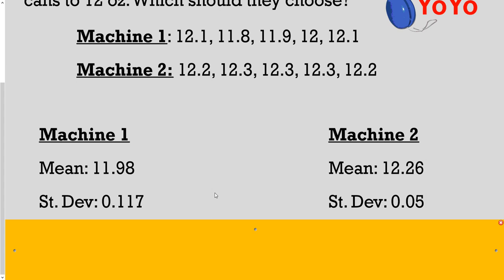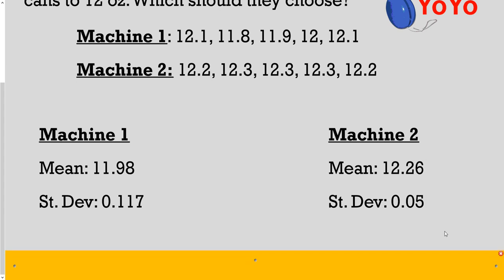And then after we find the standard deviation, though, we see that for machine 1, its standard deviation is 0.117 or 0.18. Machine 2 is only 0.05. This one is 2 times less than this one. So which machine should they choose, do you think? I would think you would want to choose machine 2 because you can adjust what the target is since it's far more consistent. Just bring down the target a little bit because it's overfilling right now. So adjust the machine and you'll get a much tighter grouping around where you want.